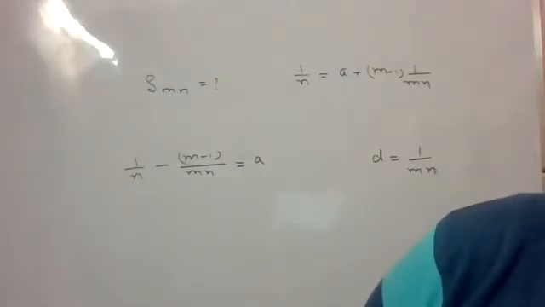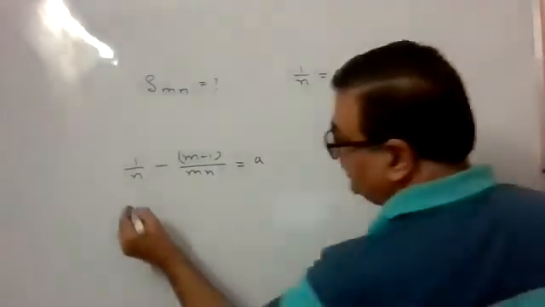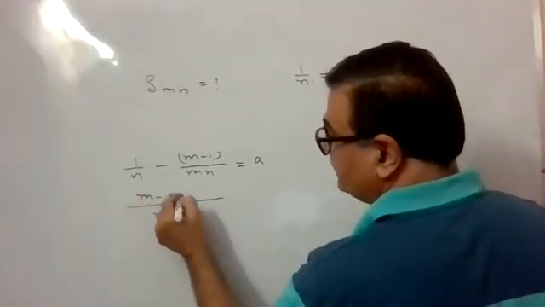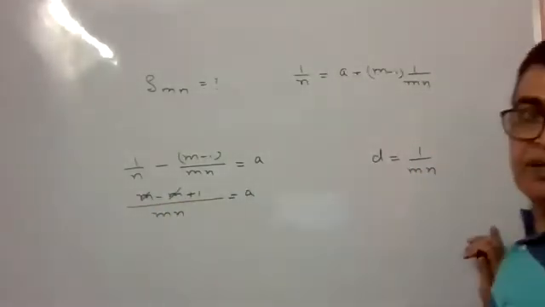Sir, is the answer mn plus 1 by 2? Yes, mn plus 1 by 2. So here we will take the LCM as mn. So it will come out to be m minus m plus 1 is a. So a is also coming 1 by mn.